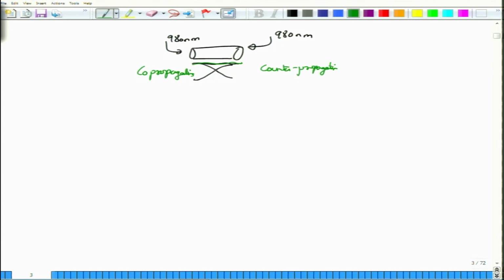Both pumping mechanisms can be used, but it turns out that amplifiers are not perfect. They actually add some amount of noise, as we have seen in the previous module. This noise is called amplified spontaneous emission noise. Why do we call it amplified spontaneous emission noise? Spontaneous emission is something that we already know, right? It occurs without any external agency stimulating it.